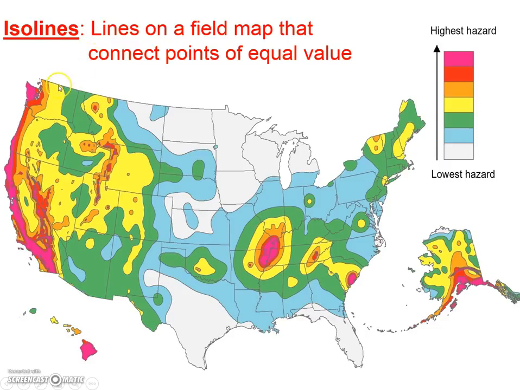Now on the maps we just looked at, you noticed lines on all of them. Those lines are called isolines. And what they do is they connect all of the points that have the same value. So if we look at this line, every single point on this line has the same value. Now this map is showing us earthquake hazards. So all of the places on this line have the same degree of chances of having a devastating earthquake. Every place on this line has the same amount of earthquake hazard that could happen.